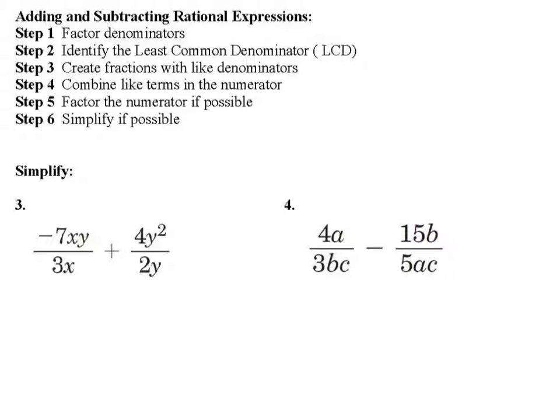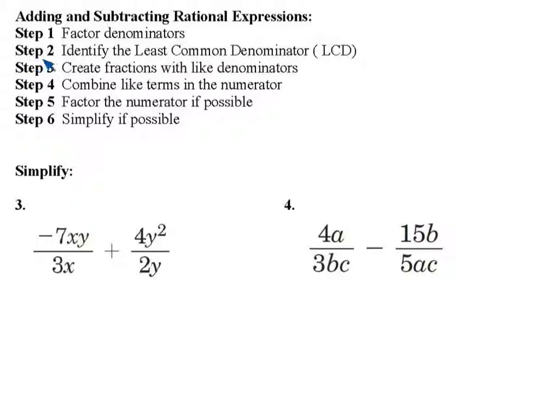Now that we've used that example as a warm-up, let's consider what we would do if we wanted to simplify a rational expression such as number 3 and number 4. Notice we've got rational expressions involving variables. So our approach is going to use these helpful steps for adding and subtracting rational expressions. So the first thing we want to do is factor the denominators if necessary. In this case, we just have a 3x and a 2y, so that's not necessary.